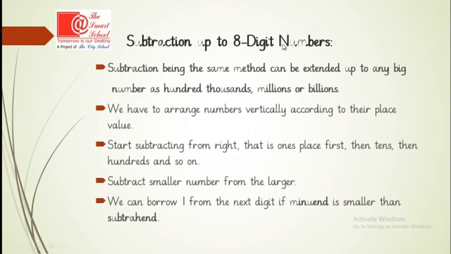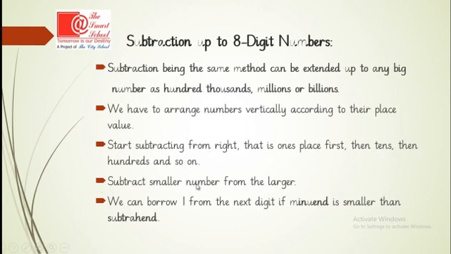Subtraction up to 8-digit numbers. The subtraction method is the same and can be extended up to any big number, such as 100,000, millions, or billions, or even many more, as we did in the addition topic. Now we have to arrange numbers vertically according to their place value. Then start subtracting from the right, that is the ones place first, then tens, then hundreds, and so on.